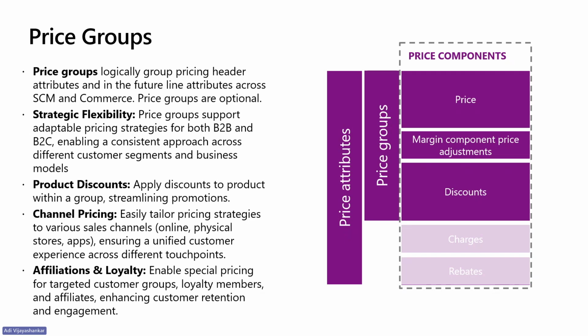For example, you can apply a product discount across a group of channels or customer segment to streamline promotions. When it comes to channels, price groups make it easy to tailor specific pricing strategies based on their operational costs or different platforms like, for example, their online stores, physical locations, or mobile apps. Affiliations and loyalty programs provide an additional layer of flexibility by allowing you to offer special pricing to specific groups such as employees or loyalty program members without needing to constantly reconfigure your pricing setup.